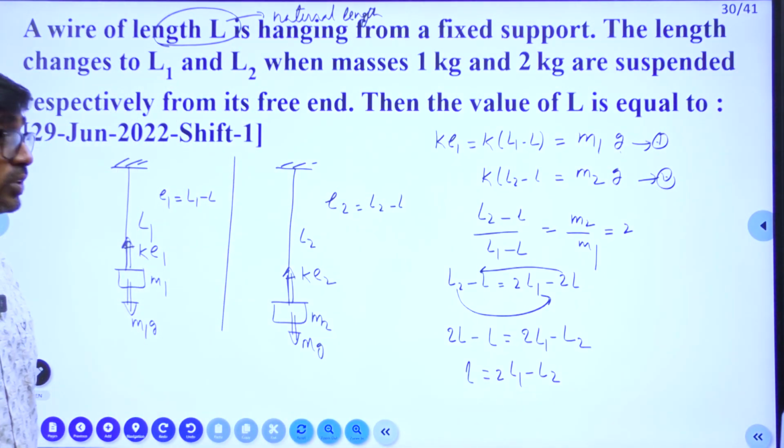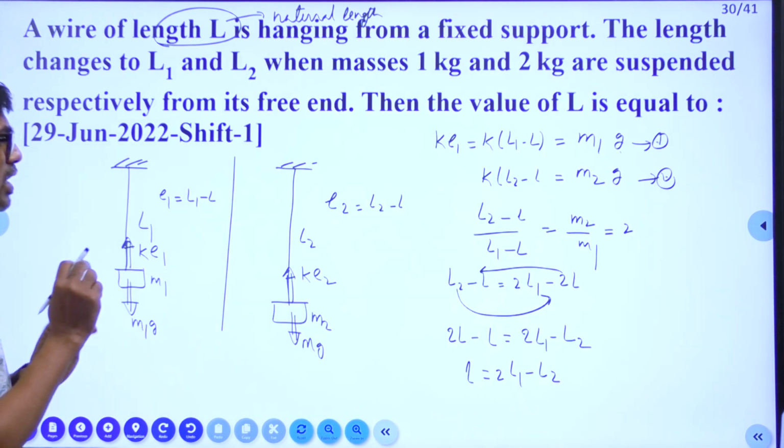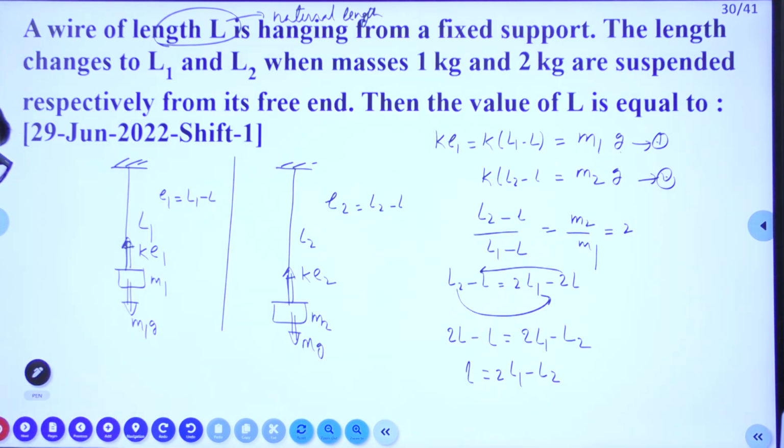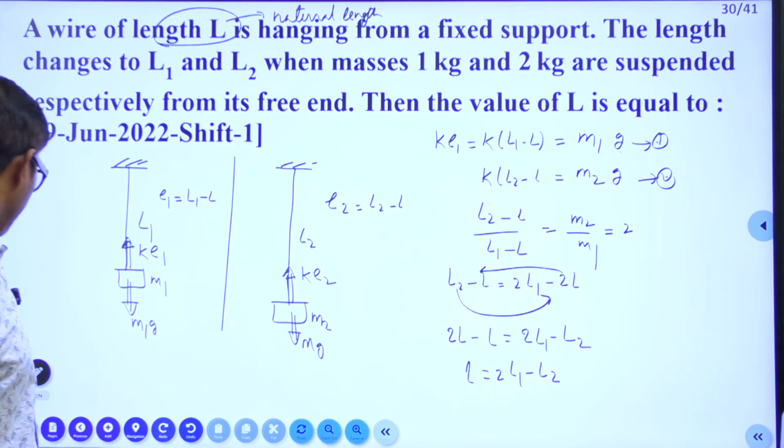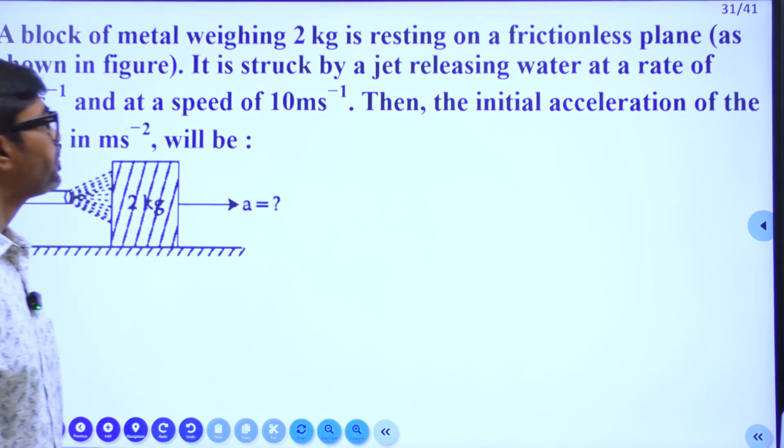That's a very straightforward question. I don't know, some students are facing a little difficulty, though the problem is very simple, but I hope you got the clarity in it. Let's move on to the next problem there.